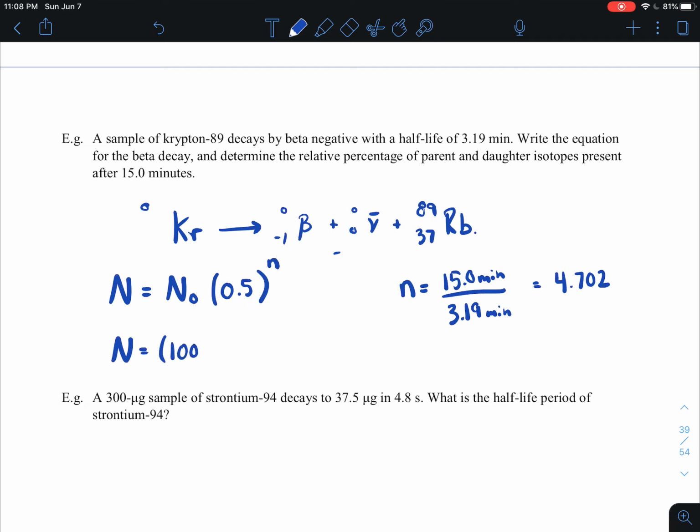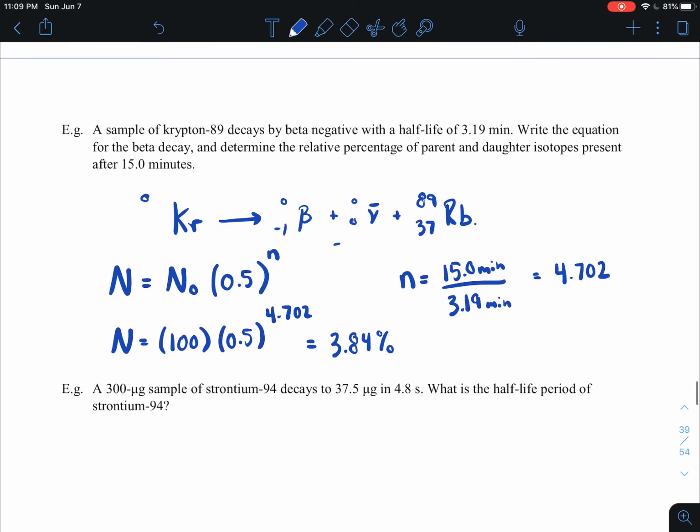So if I don't have a starting amount, I'm going to say, well, 100%, and then N being how much percent is there currently. So I'm going to say 0.5 to the power of 4.702. If you work that through, you get 100 times 0.5 to the power of 4.702, and we end up getting 3.84%. Well, 3.84% would be the parent isotope.